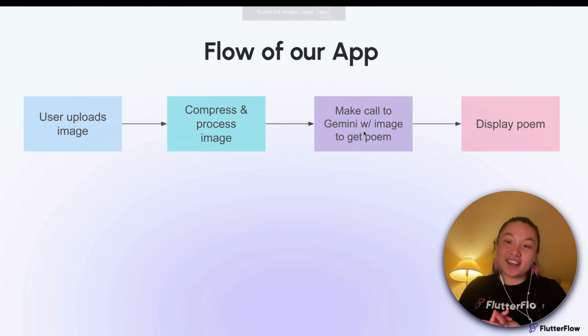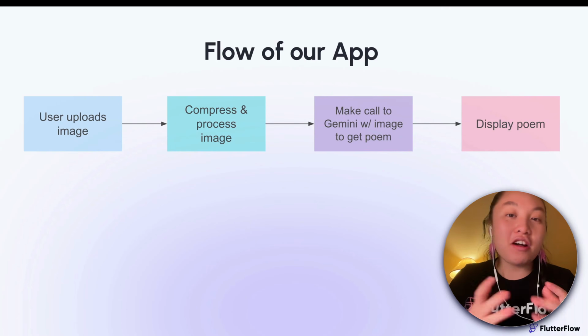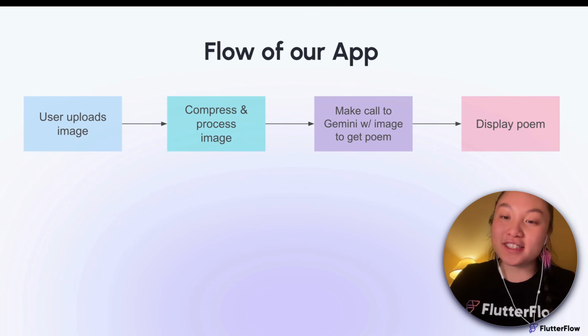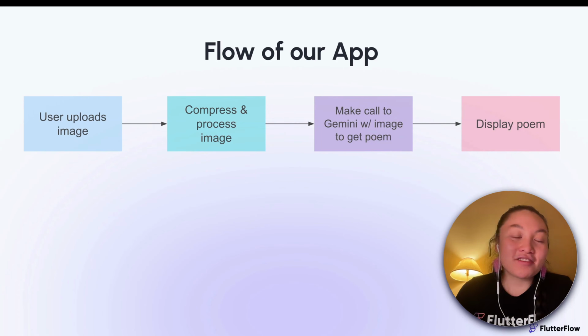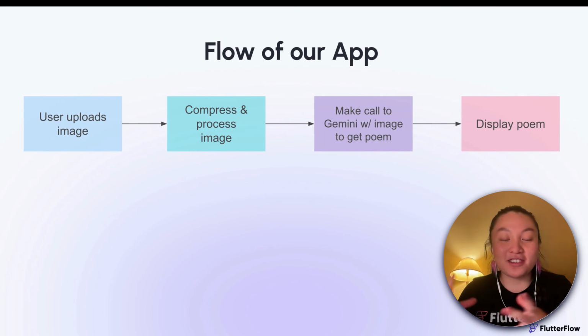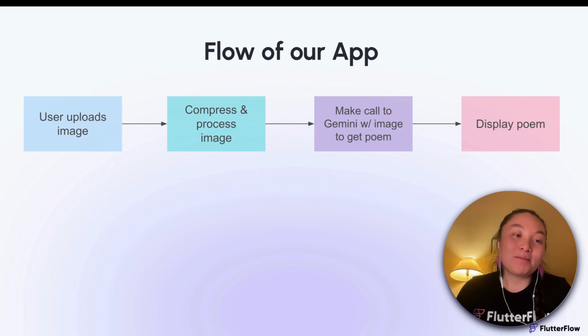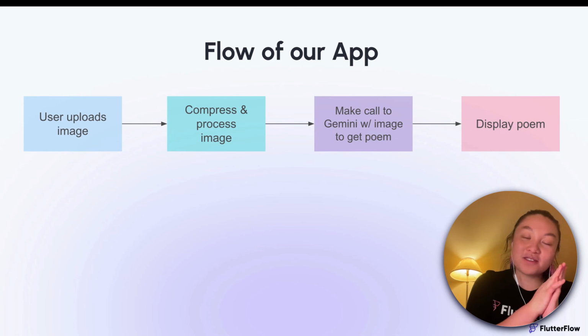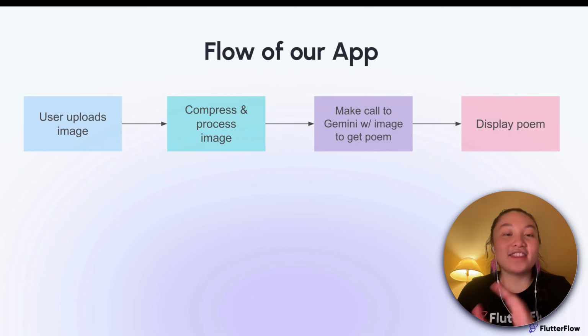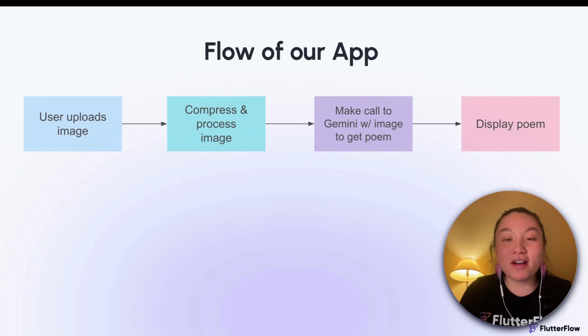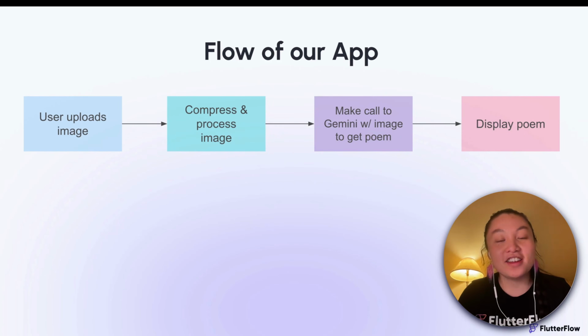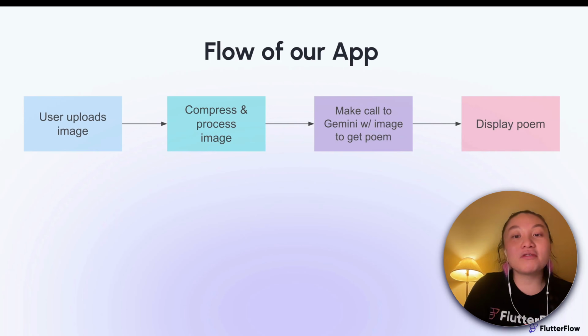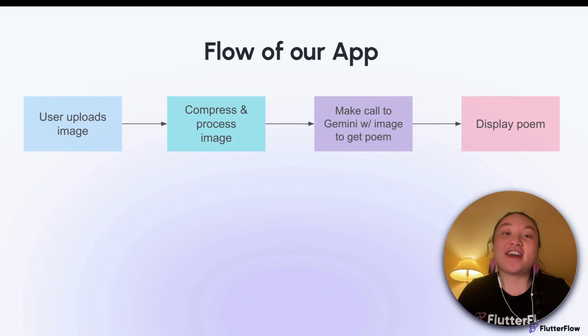So basically, I kind of want to break down the flow of the app and what the process is. If I were to describe what happens with our app in 4 steps, I would say first the user uploads an image, and then the image gets compressed and processed so we can pass it to Gemini. So we display our poem. I'll be walking you through each of these 4 steps as we build our app together.